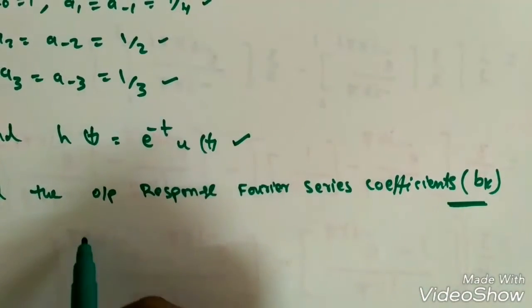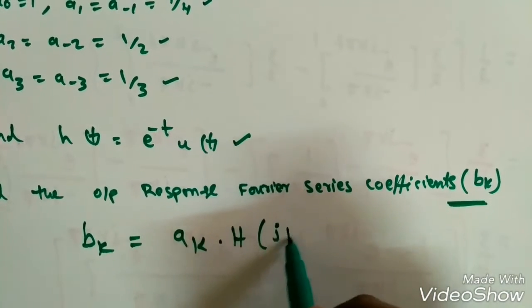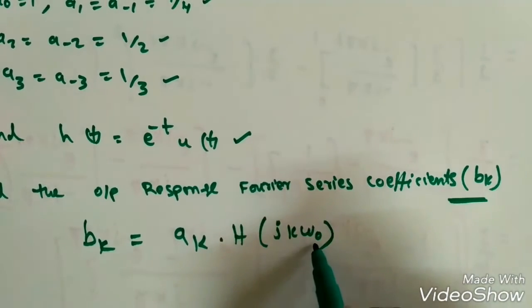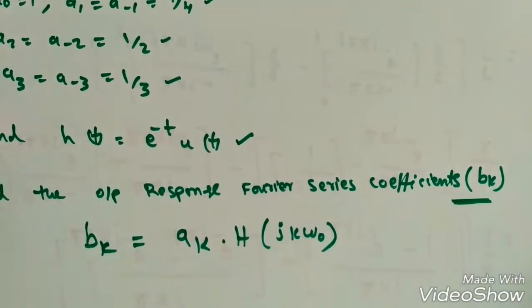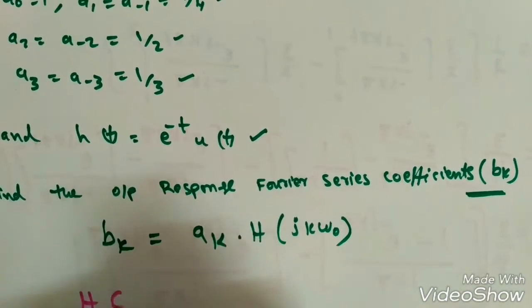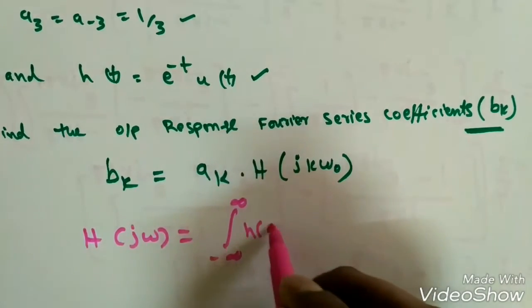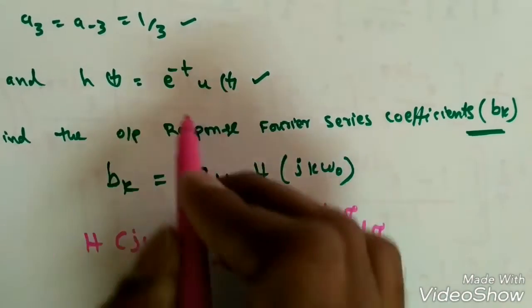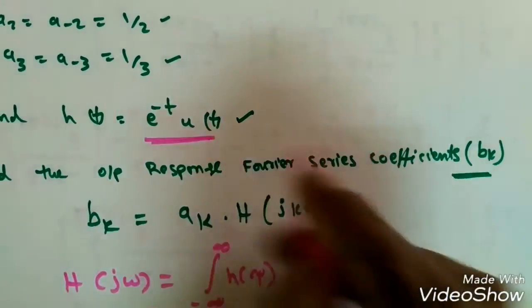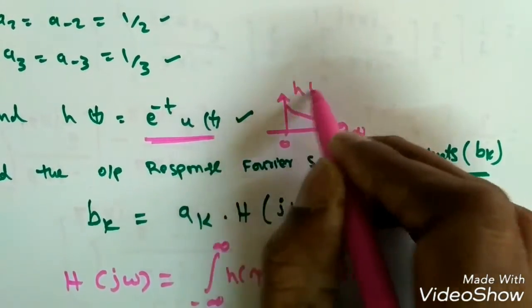Now from this, just now we have seen what b_k is. b_k is equal to a_k into H of j k omega naught. First we need to find omega naught, then H of j omega, then it's easy to find b_k, right? Now what is H of j omega? Just now we have seen it is the integration from minus infinity to infinity of h of tau e power minus j omega tau d tau. But h of tau is given as e power minus t u of t. u of t means it will be from 0 to infinity. So it will be like this. This is h of t.